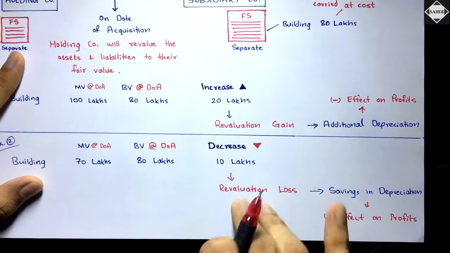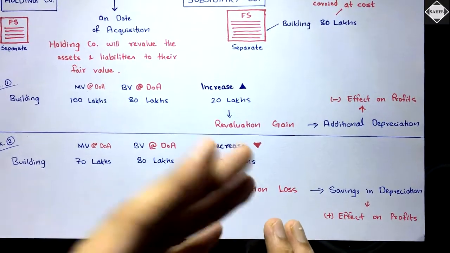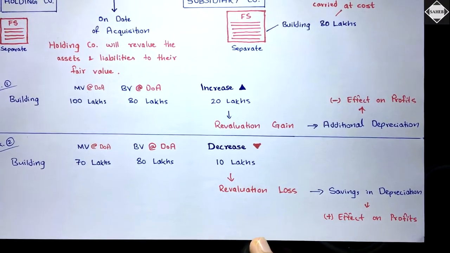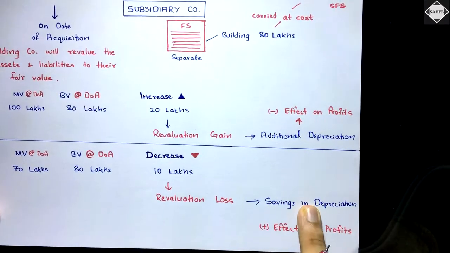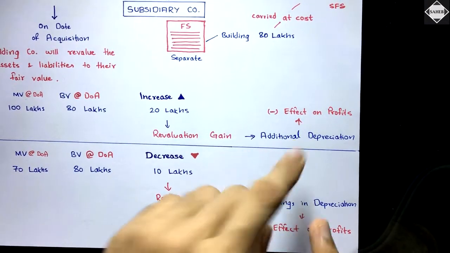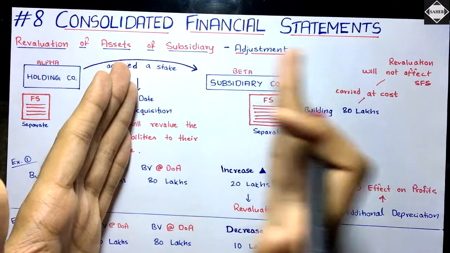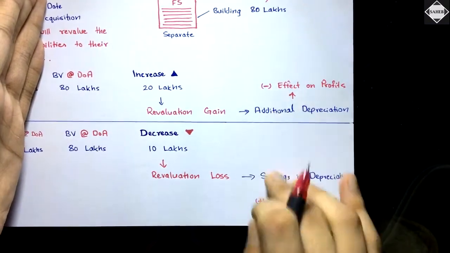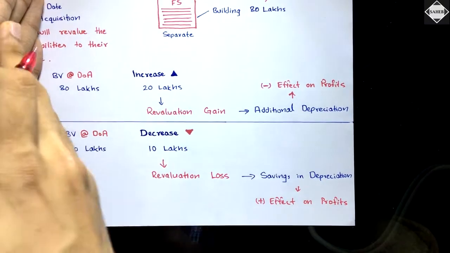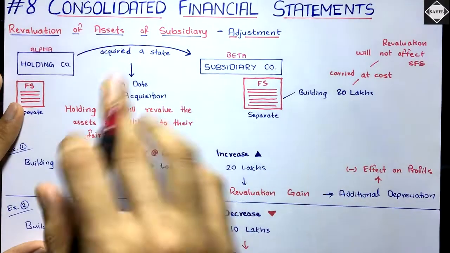It should be given in the pre-acquisition profits, because it happened in the pre-acquisition period. But additional depreciation and savings in depreciation happen after we have done the revaluation, after the date of acquisition, so post-acquisition. The effect of additional depreciation and savings in depreciation, we will give this in profit and loss in post-acquisition, after the date of acquisition.